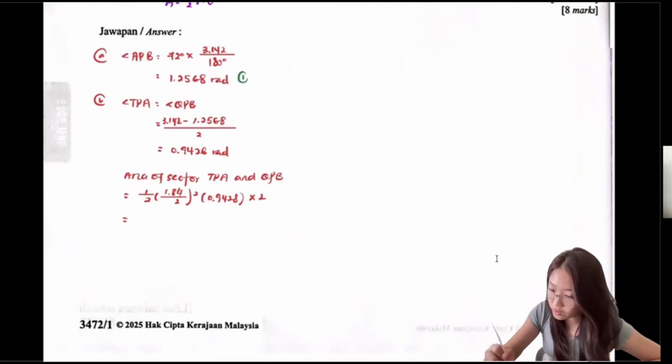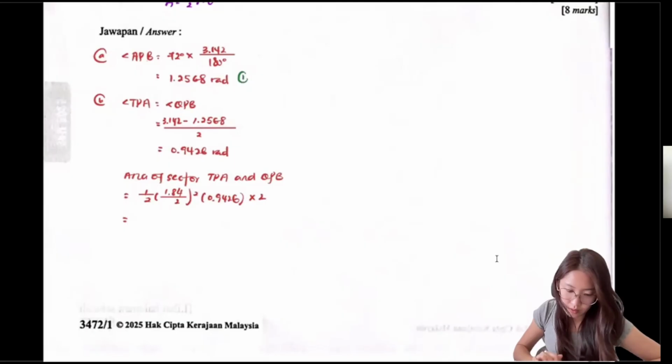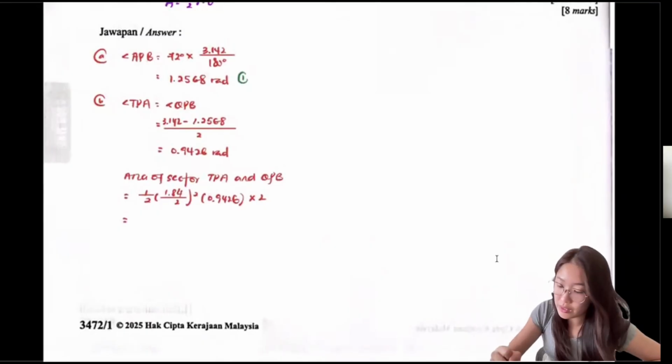28 or 26? 26. This is 26, huh? Okay, you will get 0.7978 meter square.